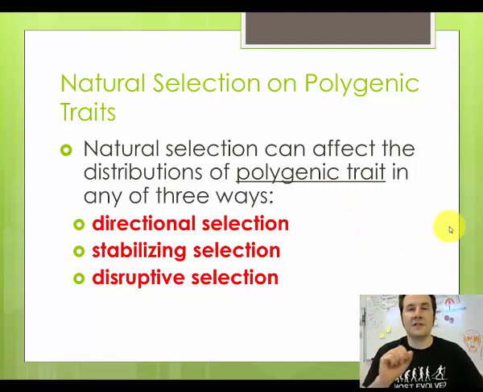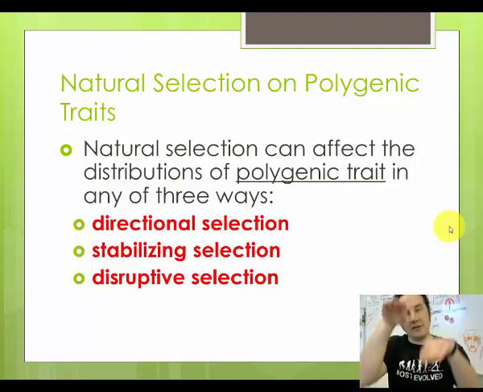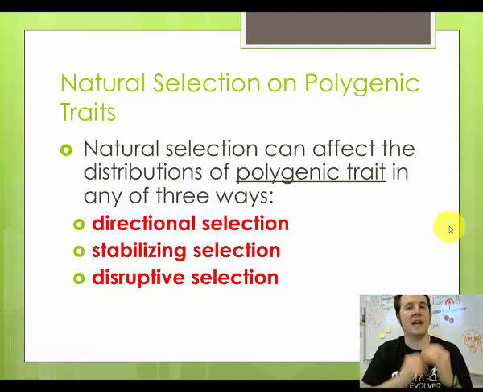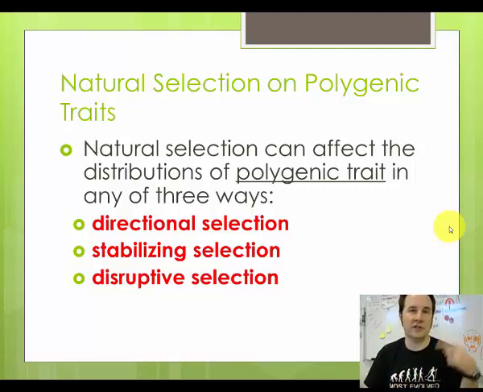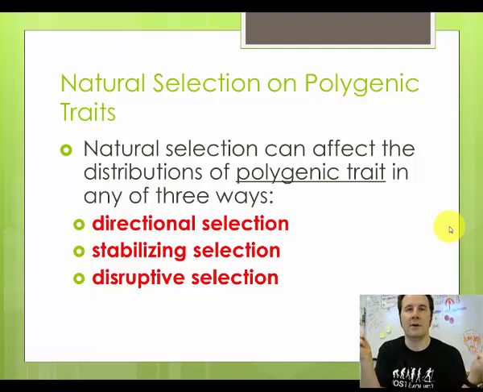So, natural selection can affect polygenic traits in different ways. Unlike the single gene trait where it's either one or the other, it's going up or it's going down, polygenic traits, because they have this bell curve, natural selection can act in three different ways. The first is directional, and then stabilizing, and then disruptive. As we go over these, think about what the word is telling you. Directional selection, it's going a direction. Stabilizing, it's making it stable. And disruptive, you're breaking it apart.